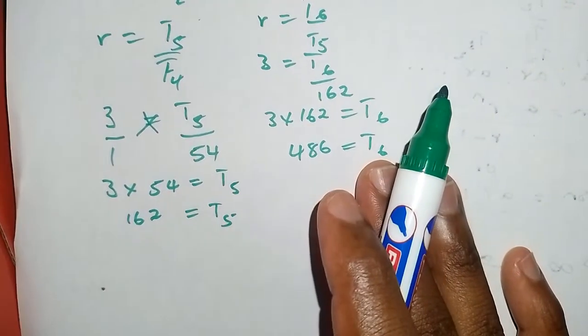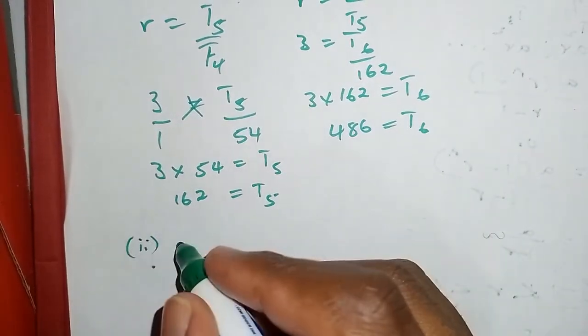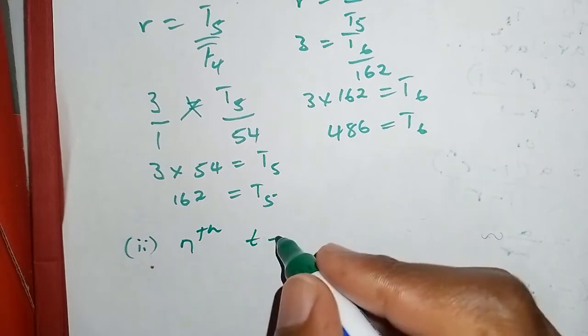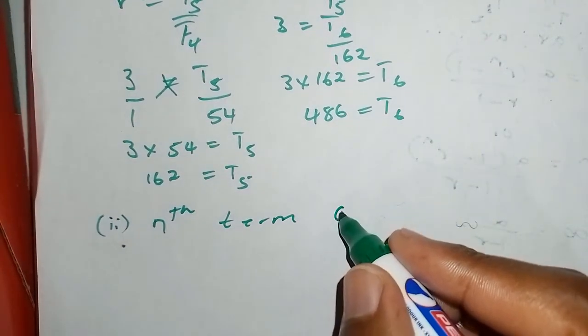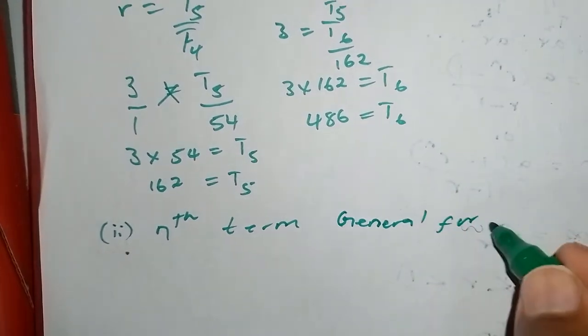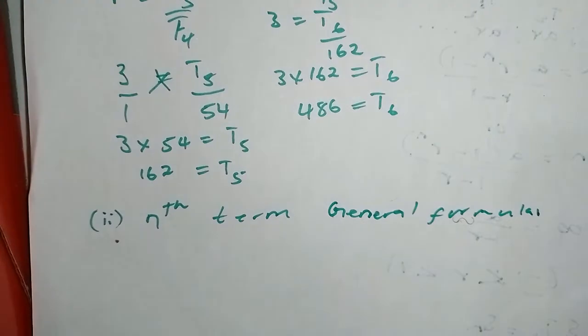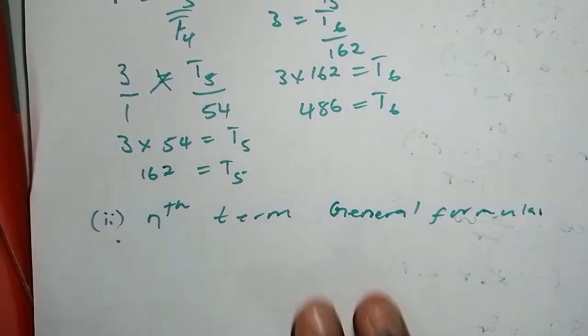It says we need to determine the nth term. This is the second question. Determine the nth term. By now you know the nth term. They talk about the general formula. General formula. Right? By now you know this, if you've been watching my previous videos. Now let's get to it.